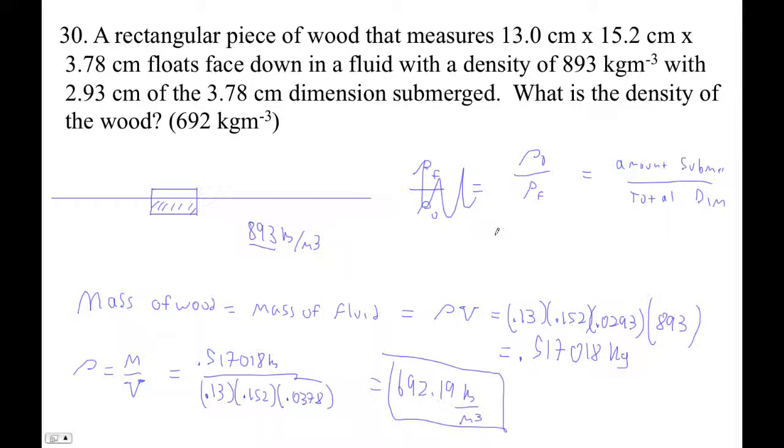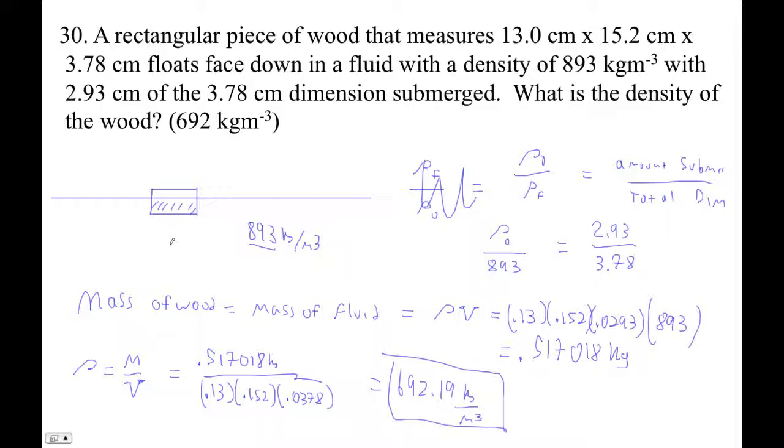So the density of the object is what we're trying to find. The density of the fluid is 893. The amount submerged is 2.93, and the amount that it could have been submerged is 3.78. Let's see, does this work? I hope it does. So 893 times 2.93 divided by 3.78. Yeah, that worked.